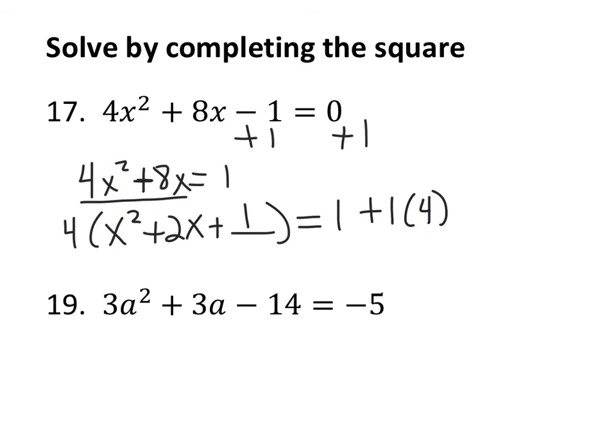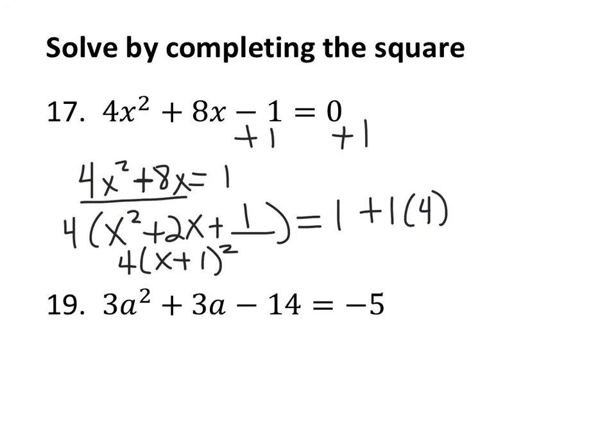Okay, so now I'm ready to rewrite my expression. I have 4 times x plus 1, the quantity squared. Remember, a is 1 because if I cut 2 in half, then I get a 1. So that's what goes here in my perfect square binomial. It's half of 2. 1 squared is 1. So 1 plus 1 is 2. 1 squared is 1. That's how you know that this number is the correct number.